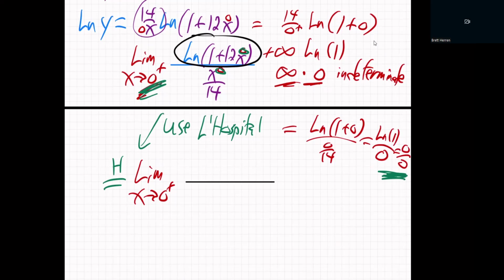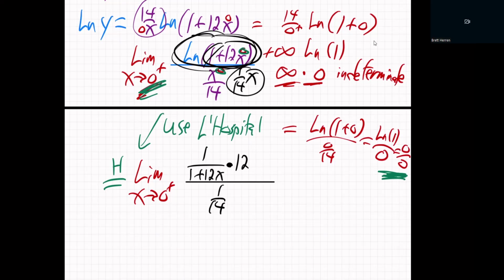How do you do the derivative of natural log of anything? 1 over the argument times the derivative of the argument, because the inside's not a simple x. The derivative of the argument should be just 12, because the 1 doesn't do anything. 12x is 12. Okay, now the bottom, I'm going to write this 1 over 14, I'm going to scribble it up. This is 1/14 x, right? That's what that is. So the derivative is just 1/14. The 1 power comes down, subtract 1, the x is gone.